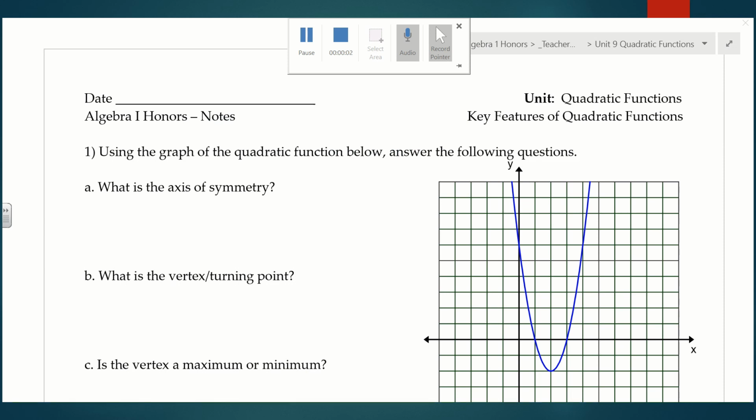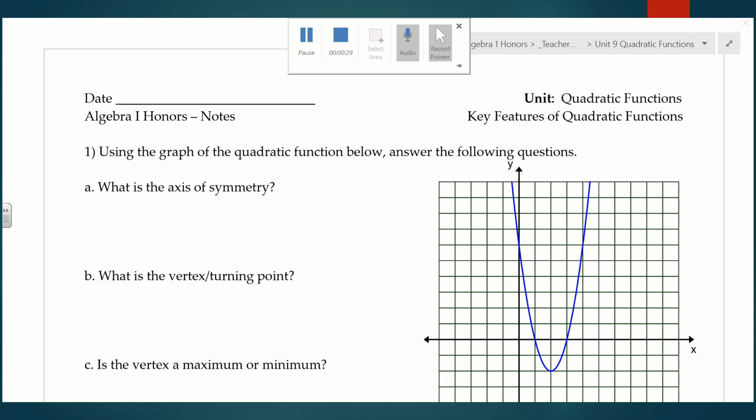Hi everyone! Today we're going to start a new unit on quadratic functions. You've heard of quadratic functions before when we were talking about systems of equations and we had to graph a linear function with a quadratic function and find where they intersect. So in this unit we're going to go a little bit deeper into what a quadratic function is and all of the features of those functions.